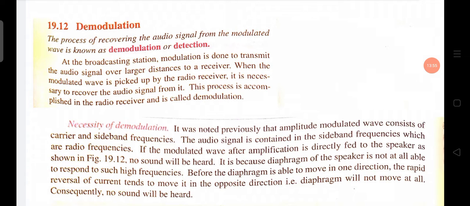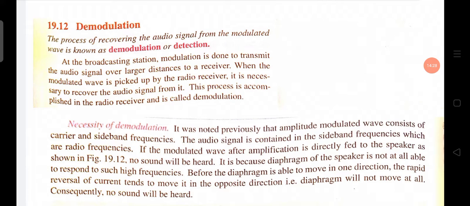In demodulation, we separate the carrier signal and the message signal, and we only want the message signal. That's why we separate the carrier signal from the message signal, because we used the carrier signal only for transmitting over a high distance. So after receiving at the receiver end, we don't want any carrier signal, we want only the audio signal, the message signal. So we separate them in the demodulation process.